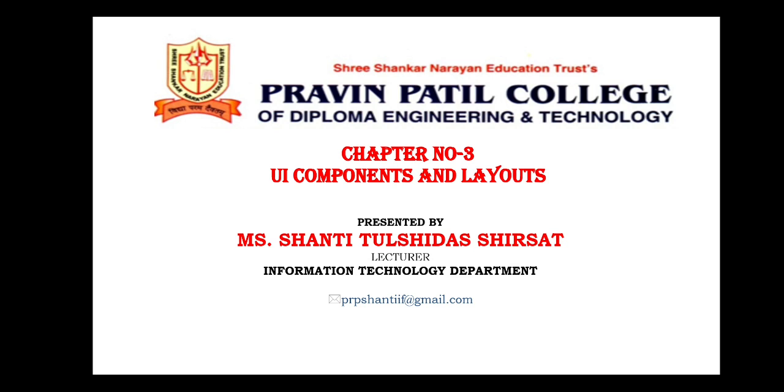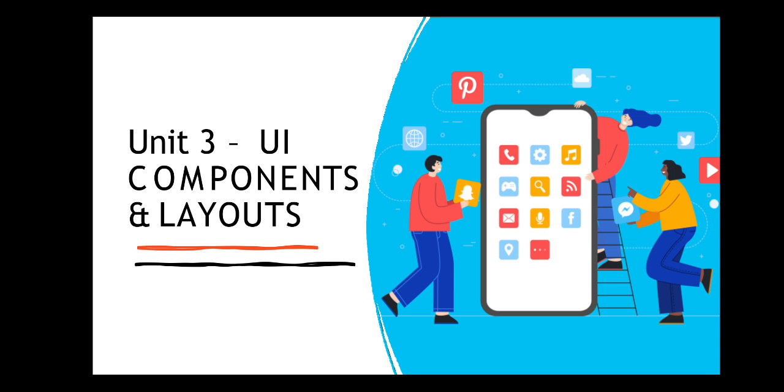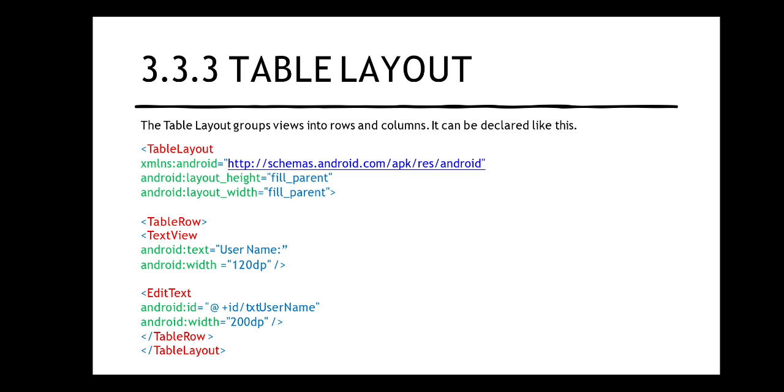In this session, we continue our third chapter, that is User Interface Components and Layouts. The next topic: we already discussed two layouts in our previous session. In this session, we learn about the table layout and relative layout.